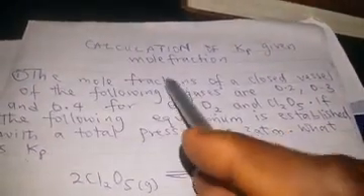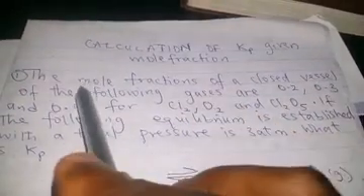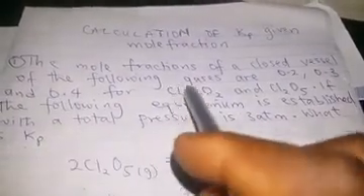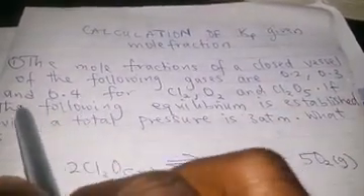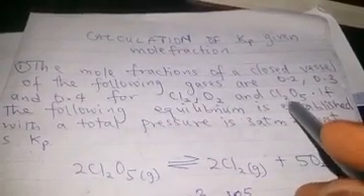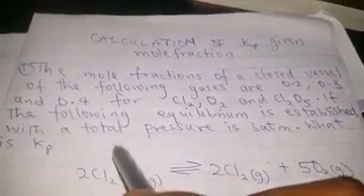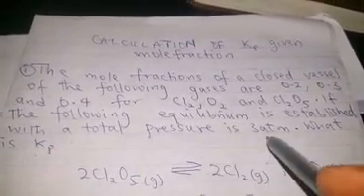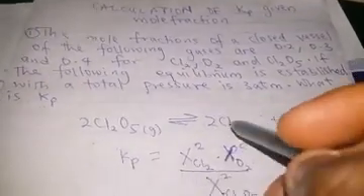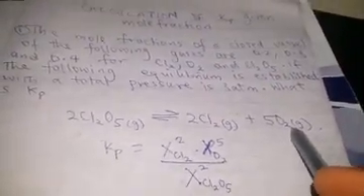Okay, so we'll look at calculation of Kp given mole fraction. Now, the mole fraction of a closed vessel of the following gases are 0.2, 0.3, and 0.4 for chlorine, oxygen, and Cl2O5. If the following equilibrium is established when the total pressure is 3 atmosphere, what is Kp? Okay, so this is the equation for the reaction.